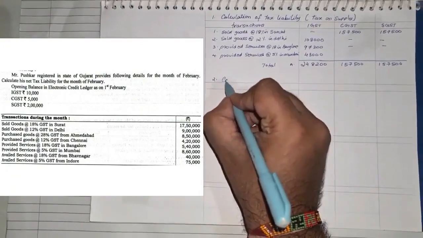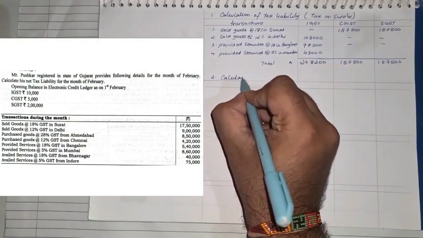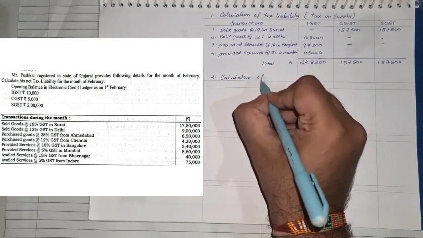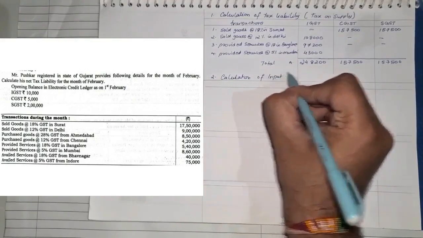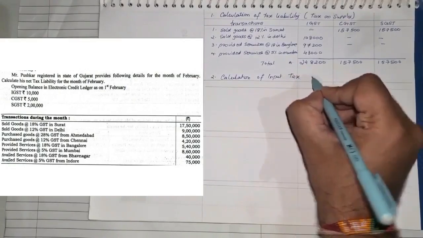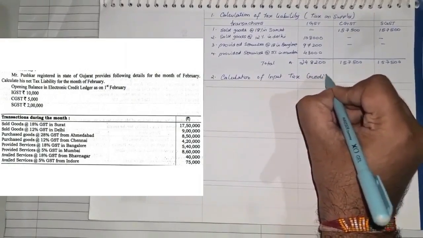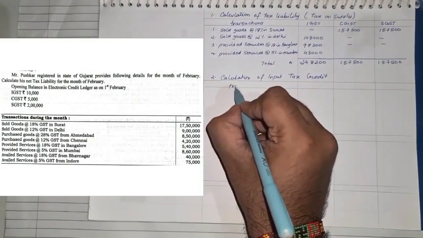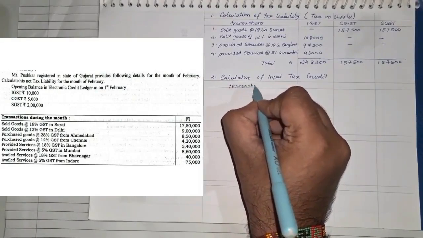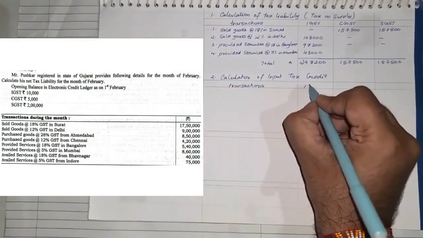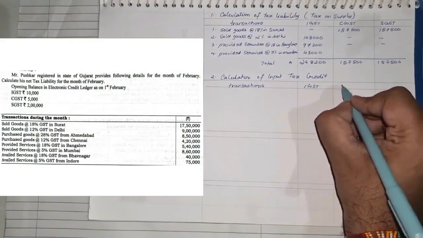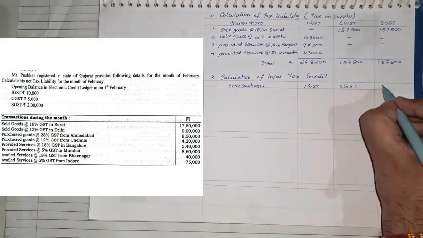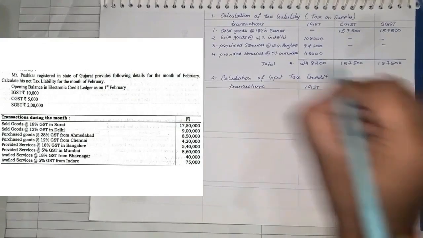Step number 2, calculation of input tax credit. That is nothing but all on purchases, which we have to find. So we'll have again transactions, IGST, CGST and SGST.